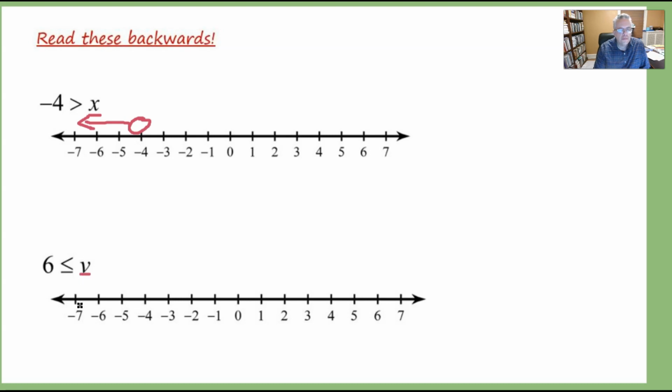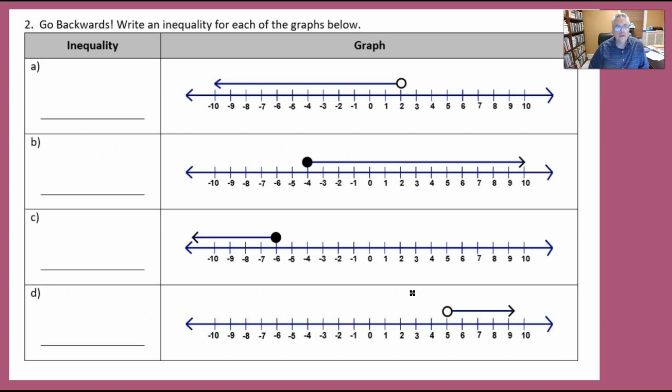Same with this one. Read it from the point of view of the variable. X greater than or equal to 6. So put a solid dot at 6. We want values that are greater than or equal to 6. I'm going to go to the right. All right, that was quick, but that's graphing simple inequalities.